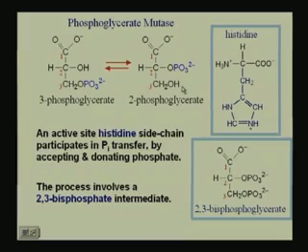So, the mechanism is such that the histidine accepts the phosphate from 3-phosphoglycerate and then donates it back, but to the second carbon atom. So, this would obviously depend upon the position of where the carbon atoms are actually located in the active site of phosphoglycerate mutase. Okay? And in the intermediate that we have here, we have an additional 2,3-bisphosphoglycerate, and this finally loses the phosphate, that is the third carbon atom, into becoming 2-phosphoglycerate.